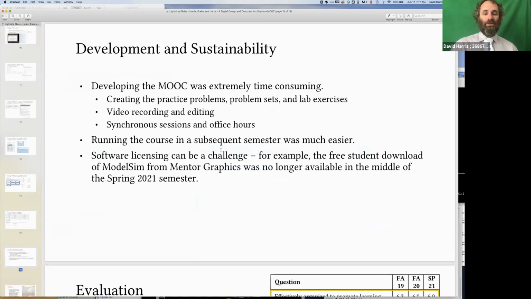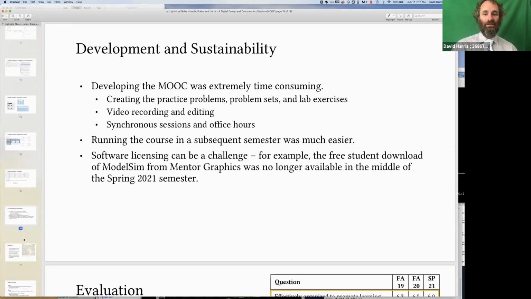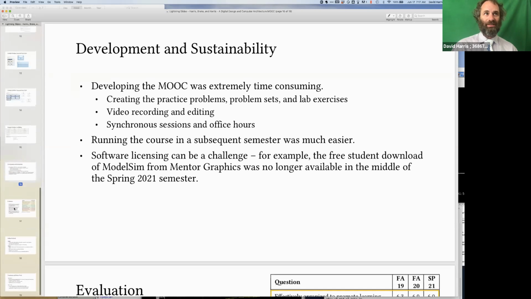So setting up this MOOC was extremely time consuming for us, but running it a second time is obviously much easier. There have been some issues with software licensing. We found it difficult for many of our students, who we thought would be quite technically savvy, to set up ModelSim and Visual Studio Code on their own computers. Some of this was students running computers that were far more obsolete than we would have expected out of this audience. And some students just having a lot of difficulty installing common software.